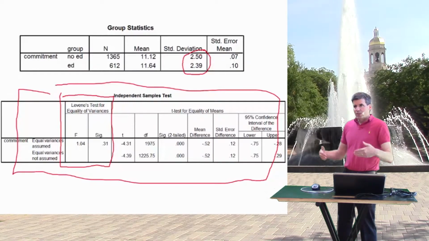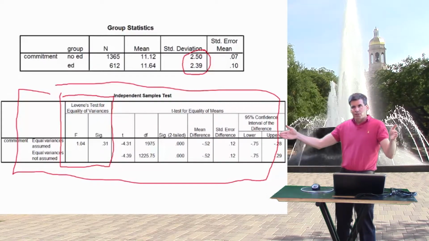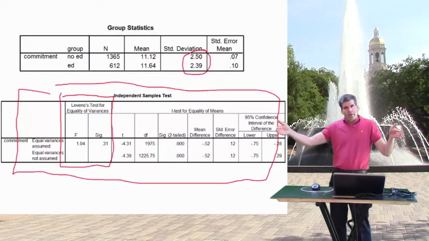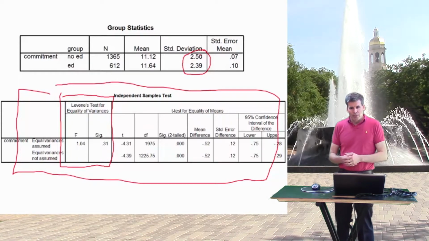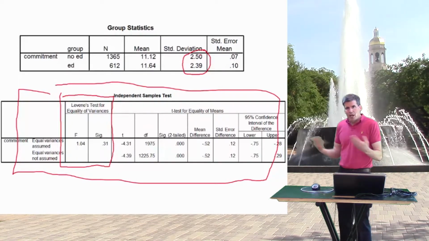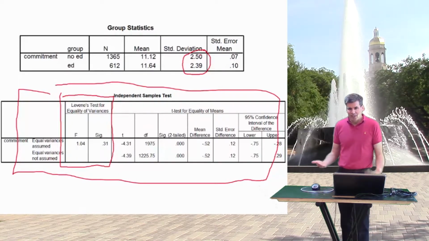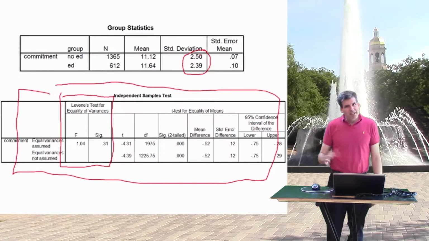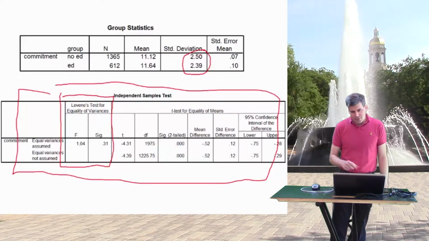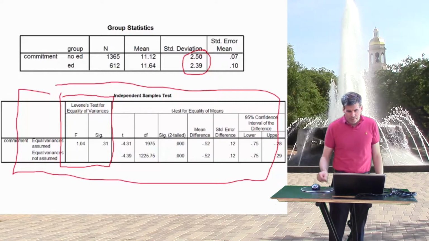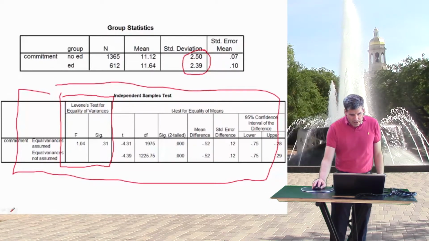And that's based on the assumption that although the means are different, how far the scores are spread out is about the same in both groups within the population. And if that were not true, we would be violating an assumption of the t-test. And that would mean that our t-test wouldn't work quite right and it wouldn't give us a precise value that we'd want it to give us. So the Levene's test for equality of variance.